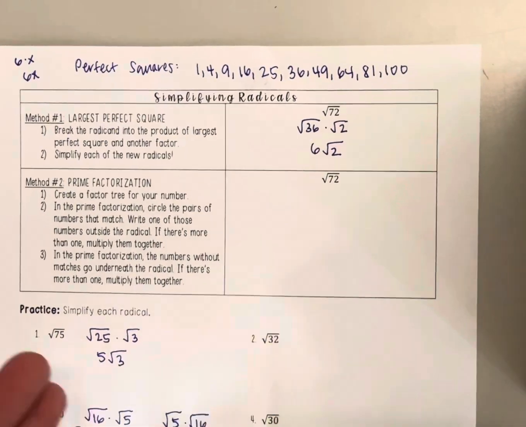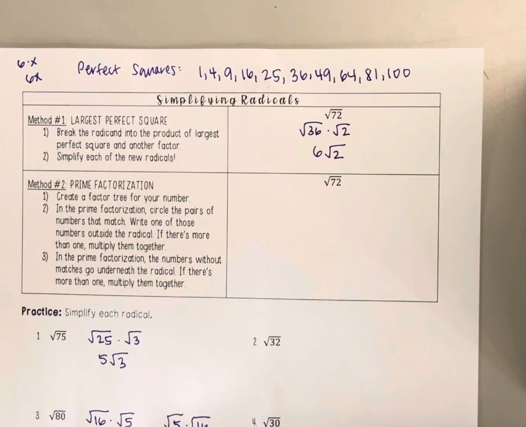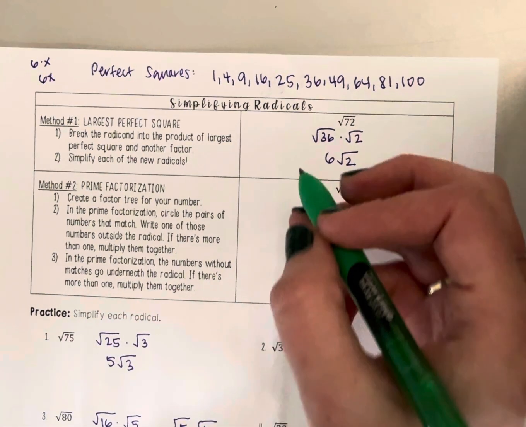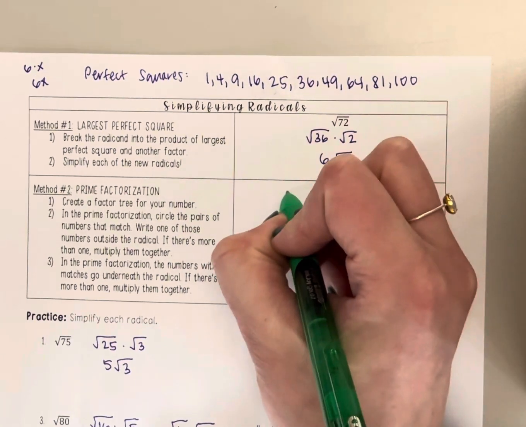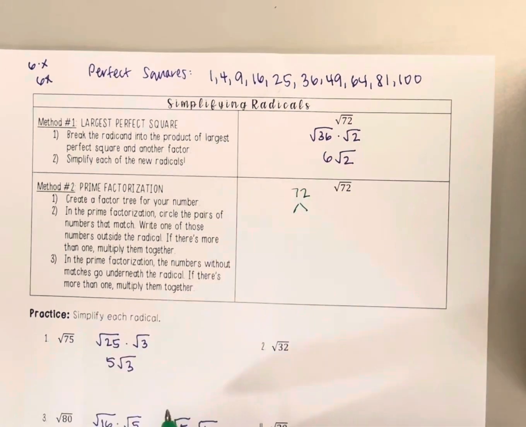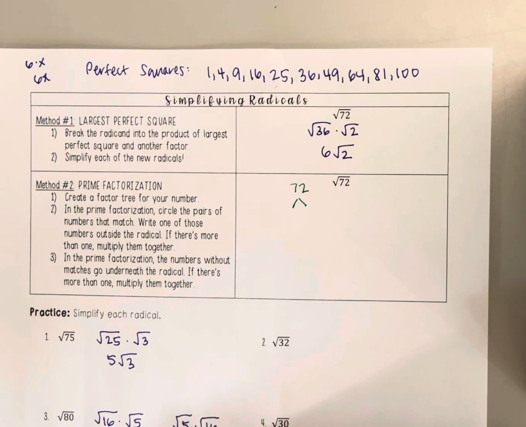So if you follow that, cool. If you prefer another method, it's called prime factorization. So what you're going to do is make a factor tree. Say you have 72, and right now you're just going to ignore the square root symbol. You want to pick any two numbers that multiply to 72. You don't have to think of perfect squares at all right now.